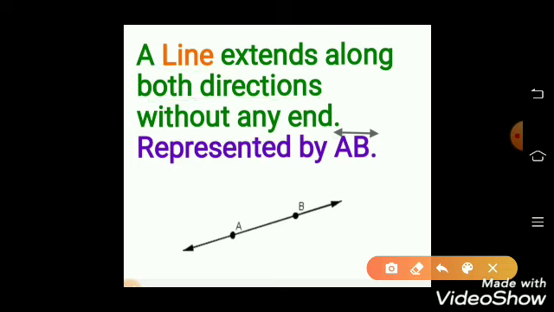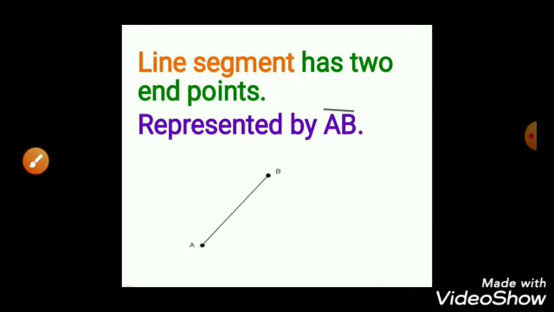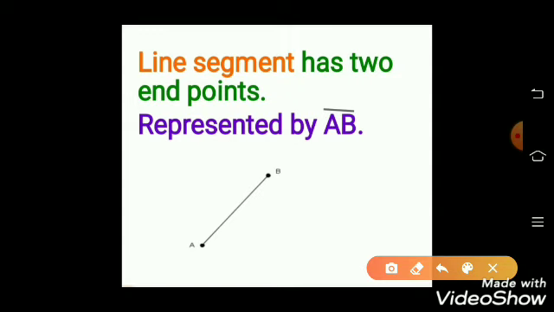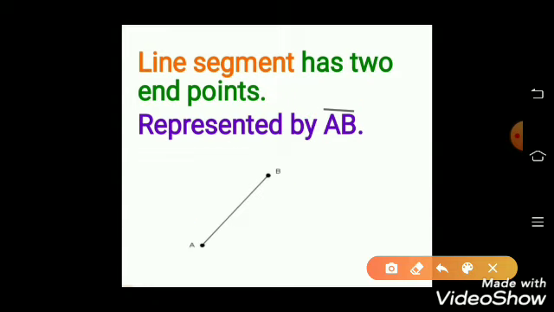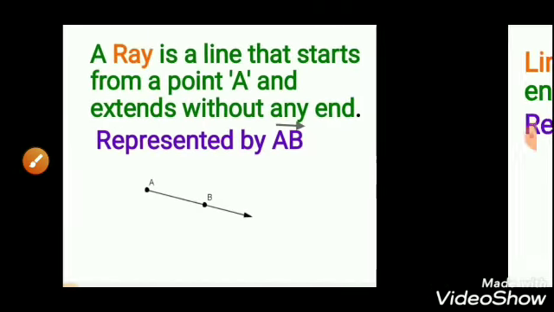Okay, next one, line segment. A line segment has two endpoints, represented by AB bar. Two endpoints here, having no arrow mark, so that is having two endpoints. Okay, the line segment AB is represented by AB bar.